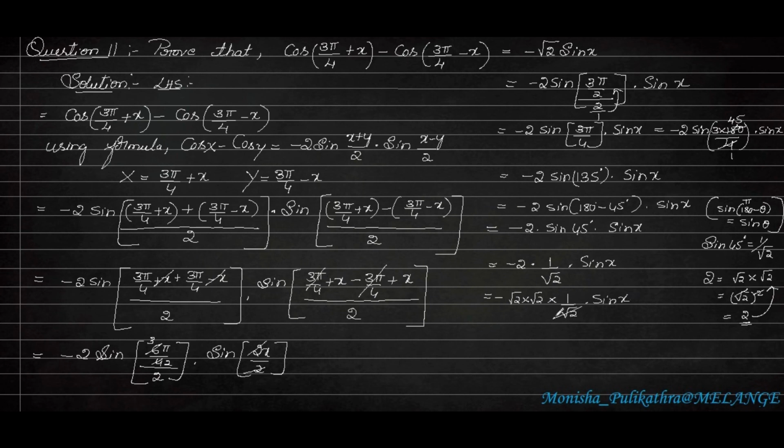Okay. So here the root 2 gets cancelled. Remaining will be minus root 2 sin x. So whatever they have asked us to prove, we got that. So write it as hence proved. I hope you understood this. This type of problems are very important according to your board exams.